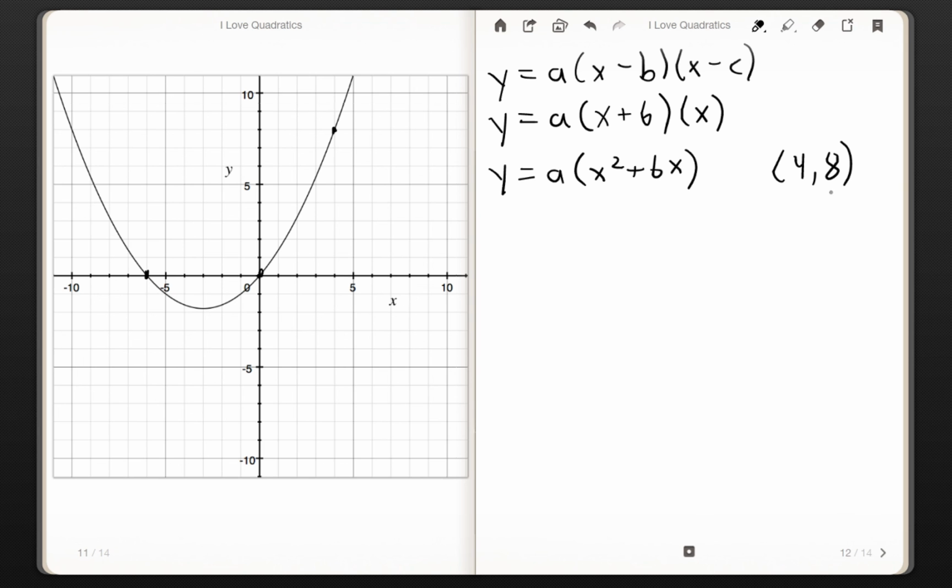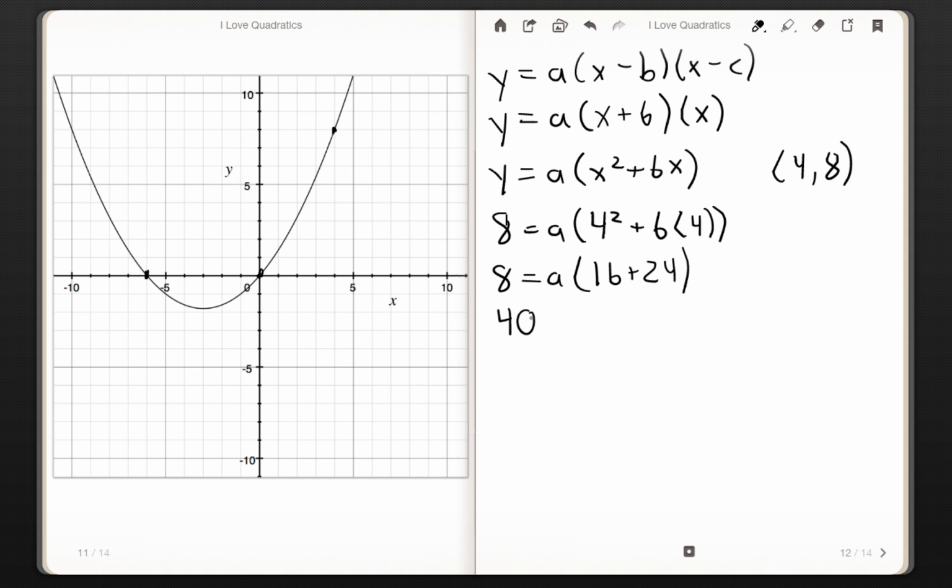4, 8. So now we're just going to substitute y of 8 and x of 4 and simplify this out. This will be 16 plus 24, and we will get 40a equals 8, so a is 8 over 40, which is 1/5.